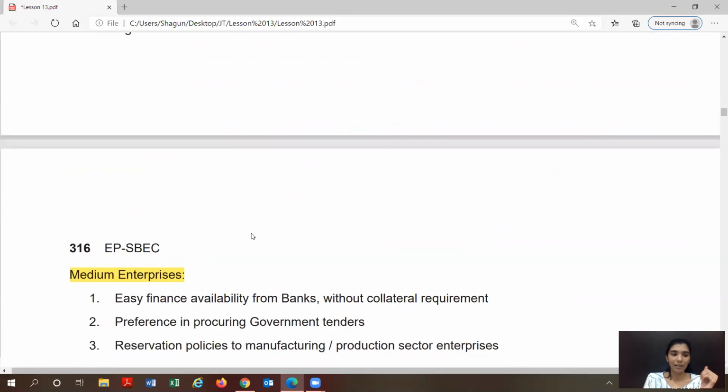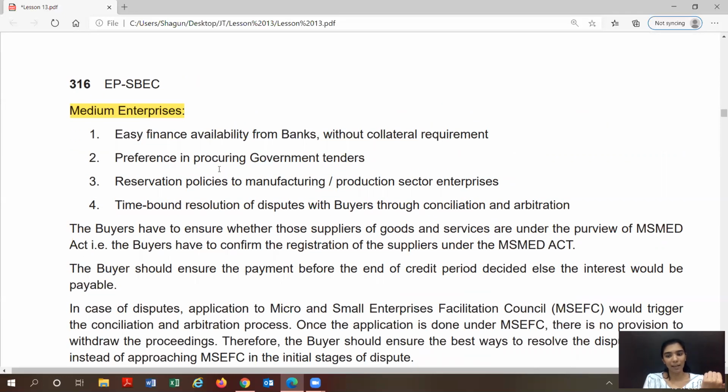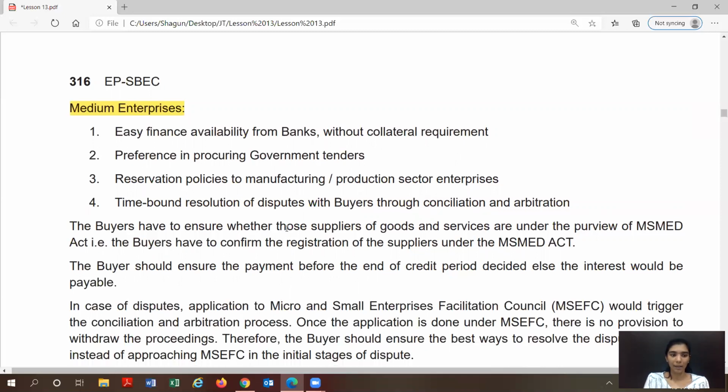But if you are a little bigger size, medium enterprises, then you have these following benefits. You will get easy finance from the banks. Government tenders again become easier. You will get reservations. And there will be a time-bound resolution of dispute with the banks.